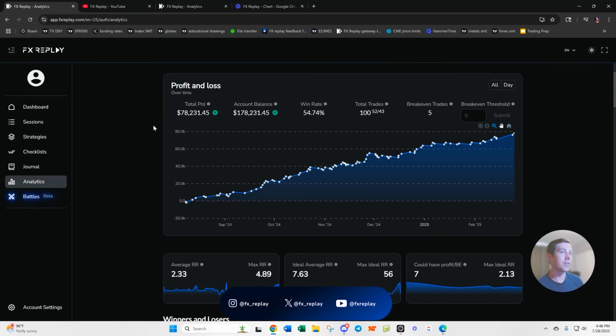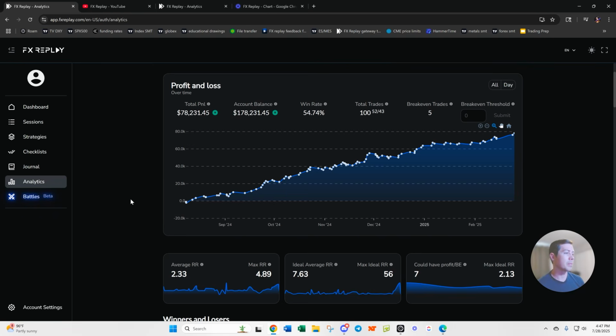We know ICT's, I know quite a few people that trade ICT's Unicorn Model almost exclusively, so I know it is a profitable model. And as we can see, just in this first run through, without really a whole lot of optimizations, almost 55% win rate, 2.33 average R.